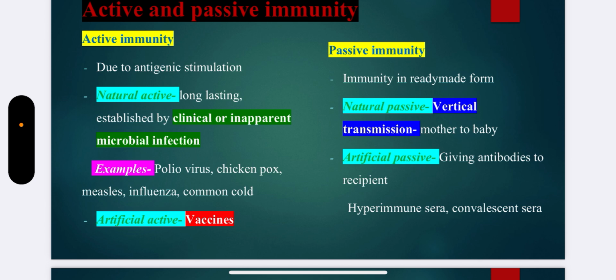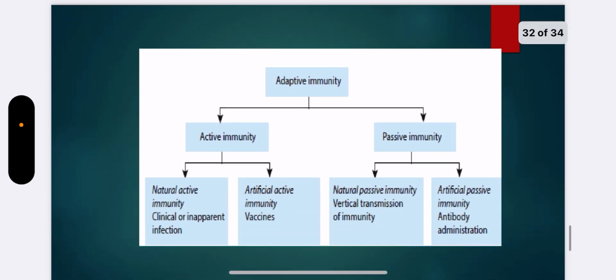Here is one reasoning based question: why are pediatric infections more common during the first 3 months after birth? We will discuss all the reasoning questions at the last. Next one is artificial passive immunity. It involves administration of antibodies to the recipient. You can see the examples over here: hyperimmune sera, convalescent sera, etc. This is the flowchart representation of active and passive immunity.